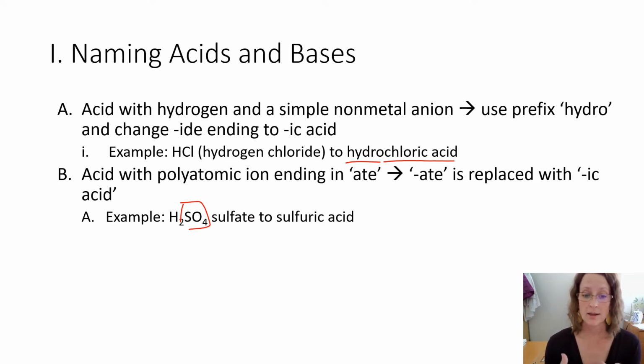So that polyatomic ion is sulfate. We change that to sulfuric acid. So let's say if we had phosphate, it becomes phosphoric acid. And so we take away the ate suffix and put on the ic.